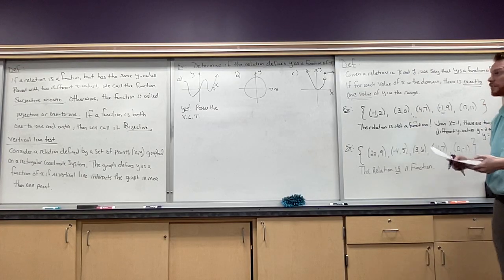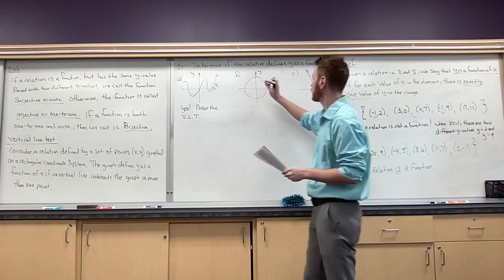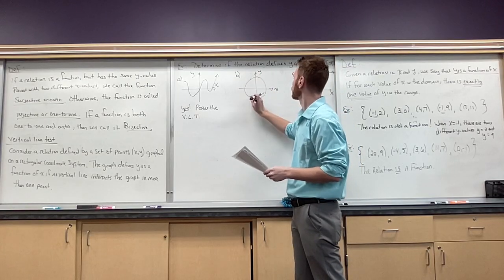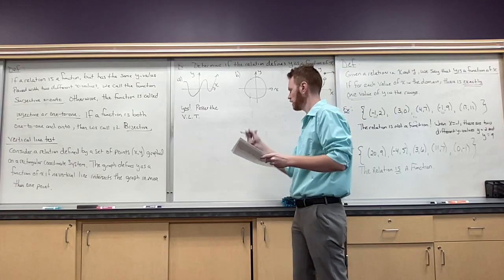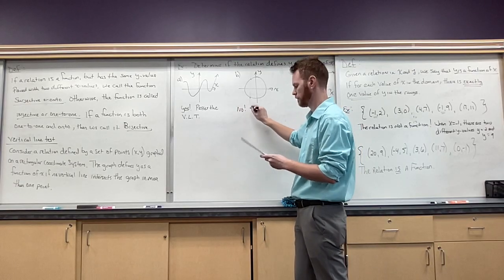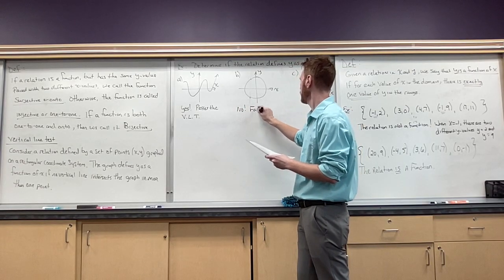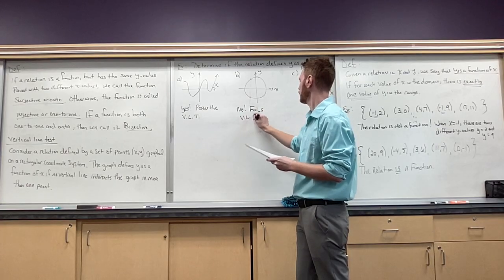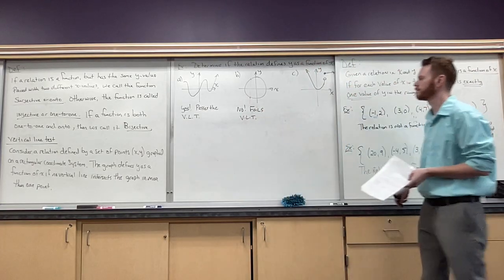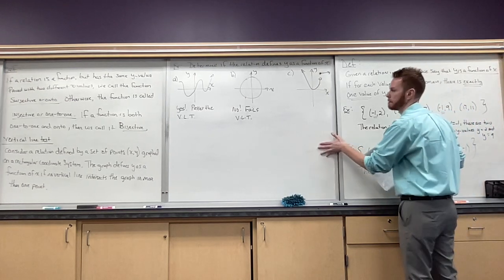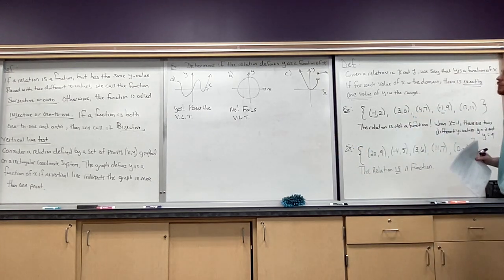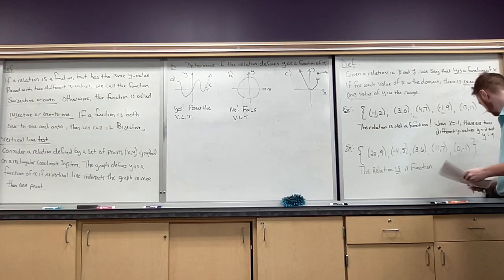Okay, B, we can see clearly that would not be a function. Okay, that's a circle. So no matter where I draw it, those two are not going to work. So this would be no. Okay, it fails the vertical line test. Not good. Now, what about C?